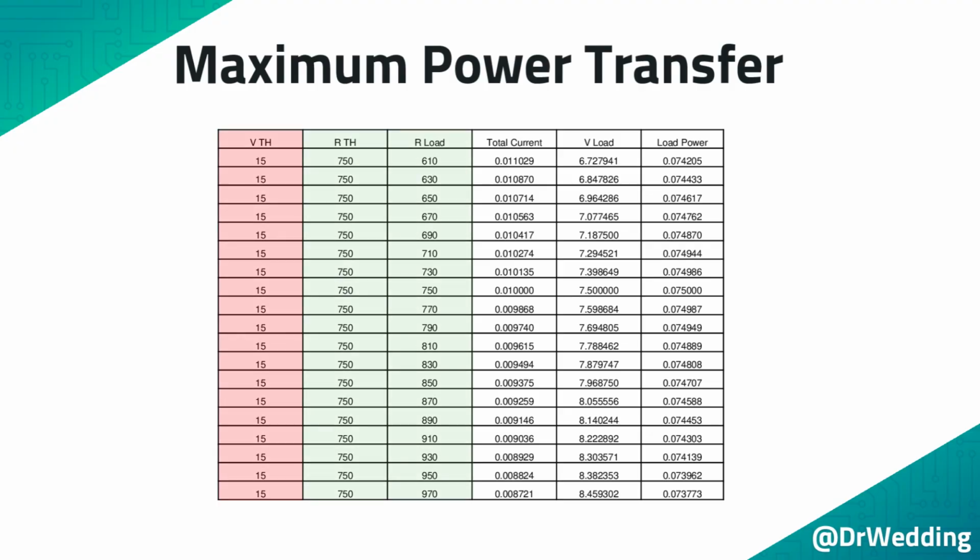Using the total voltage and the total resistance, the total current can be calculated. The voltage across the load can be calculated using the voltage divider rule. And the power delivered to the load is the total current times the load voltage. This is a lot of information, but we only care about how the load resistance will change the power through the load. So we are going to plot these two columns.